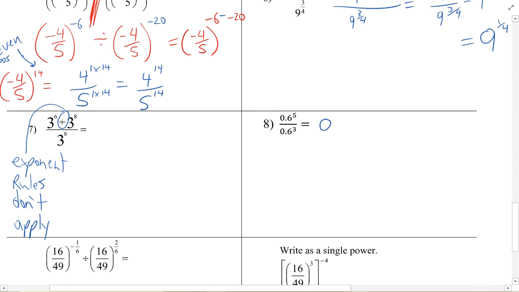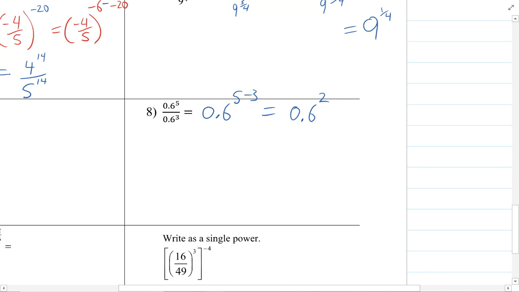Next one. What do we do when we divide the same base? Subtract our exponents. 5 minus 3. What is that? 2. Okay. So now we can't go any further, but let's make it a fraction, see what happens. Make 0.6 into a fraction. What is it? 6 over 10. Okay. What do you think we should do now? Reduce it. Absolutely. Easier to work with it, so let's reduce it. So divide top and bottom by 2.